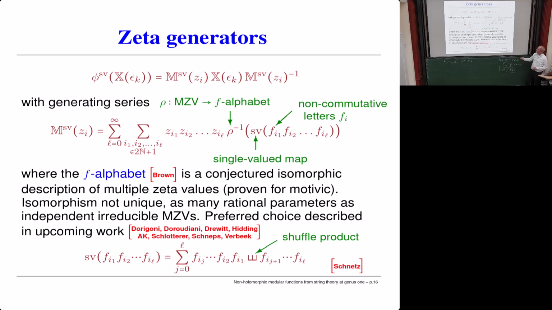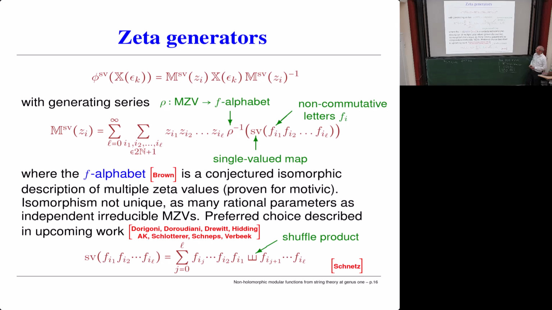So one thing that happens is that this isomorphism is not unique. It was also shown in the same paper by Francis Brown that this non-uniqueness can be parameterized by having as many rational parameters as there are independent, irreducible multiple zeta values. And in some upcoming work with the same set of authors, we find a preferred, or you might even say canonical, choice for these rational parameters. So this will uniquely fix this isomorphism between multiple zeta values and the F alphabet.